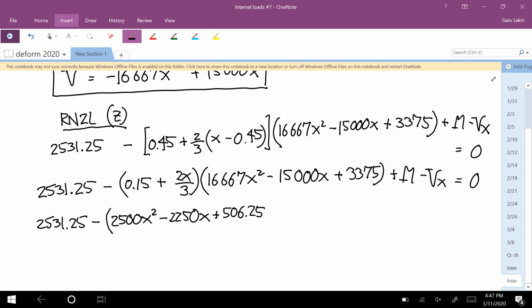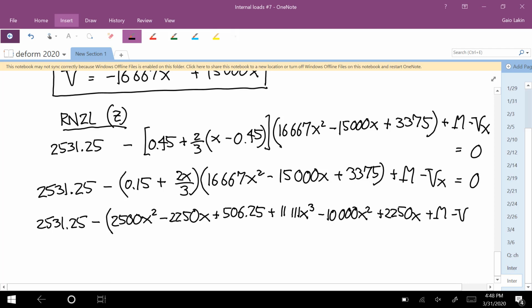So that is plus 11,111 x cubed. And then 2x over 3 times negative 15,000x is minus 10,000 x squared. And then 2/3 times 3375 is 2250. So that's plus 2250 x plus M minus Vx is equal to 0. Where'd the parentheses end? Right here.